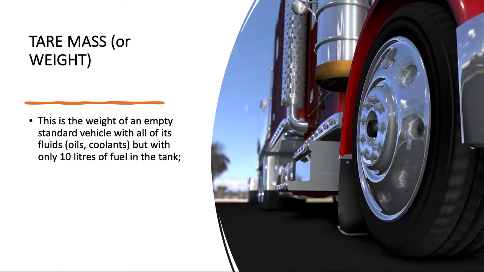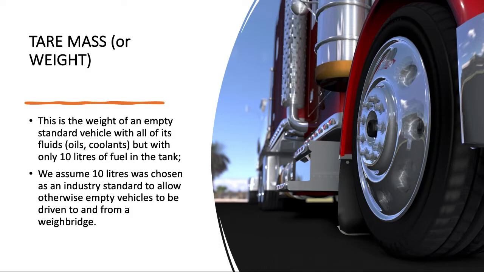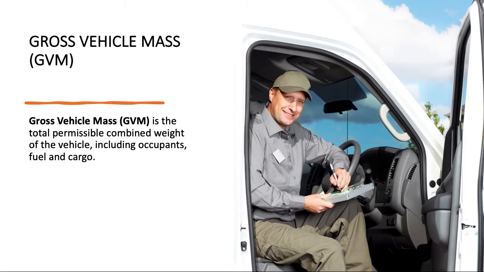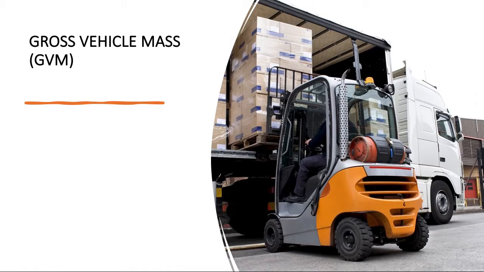This is the weight of an empty standard vehicle with all of its fluids, oils, coolants, but with only 10 litres of fuel in the tank. We assume 10 litres was chosen as an industry standard to allow otherwise empty vehicles to be driven to and from a weighbridge. Gross vehicle mass is the total permissible combined weight of the vehicle, including occupants, fuel, and cargo.